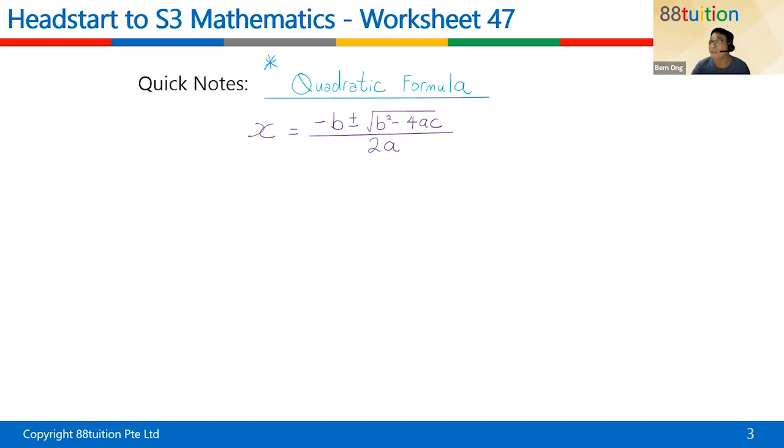Please go and memorize for me this formula: minus b plus minus square root b squared minus 4ac over 2a. How do you use this? Come, let me select one question from behind.